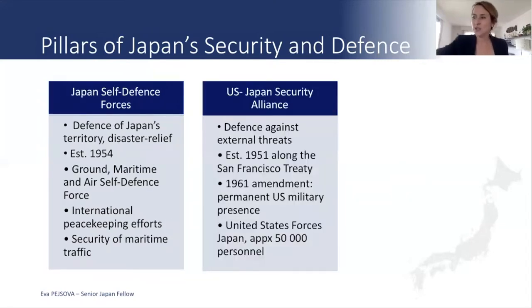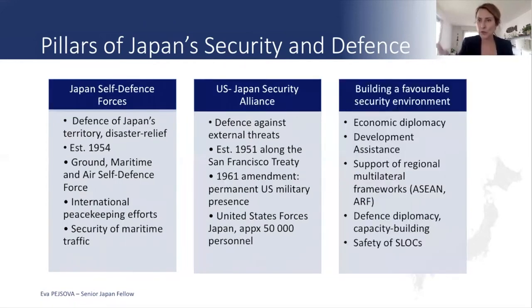Anything that relates to external security is guaranteed by the United States in the framework of the US-Japan Security Alliance. This was established in 1951 along the San Francisco Treaty and eventually amended in 1961 in order to establish a permanent US military presence on Japanese soil. To date, we count about 50,000 US military personnel in Japan under the United States Forces Japan, which are an integral part of the Japanese security and defense.